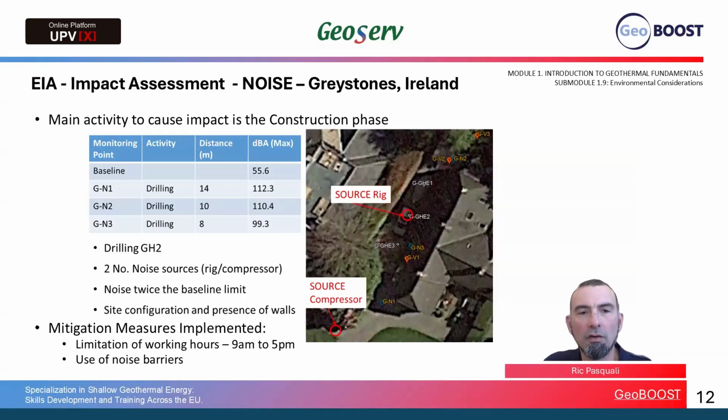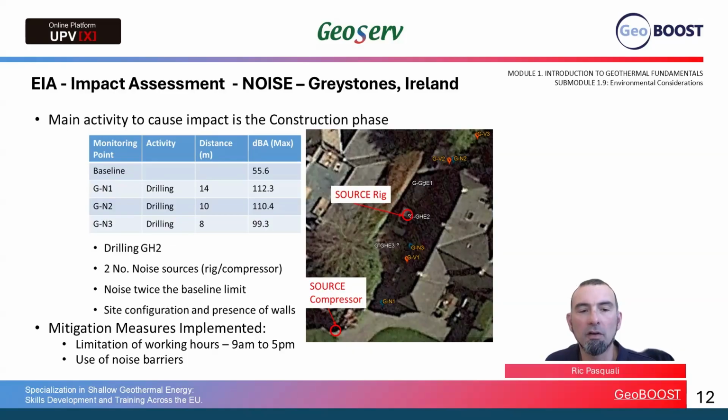So to pick on noise, specifically in the noise chapter, this is an example from the same project, but a case study site from Ireland. In this case, you can see that we completed here a closed loop heat exchanger system with a ground source heat pump. And there are 3 boreholes, GHE1, GHE2, and GHE3, that were drilled in a really, really narrow driveway between 2 houses. So you can see immediately that the receptors, which are the 2 houses, immediately are going to be impacted at the construction phase and impacted quite considerably.